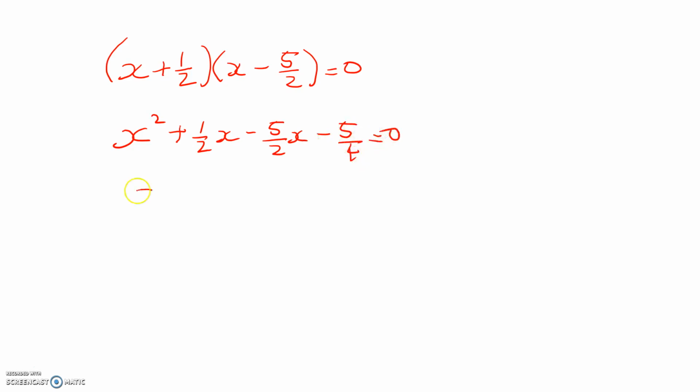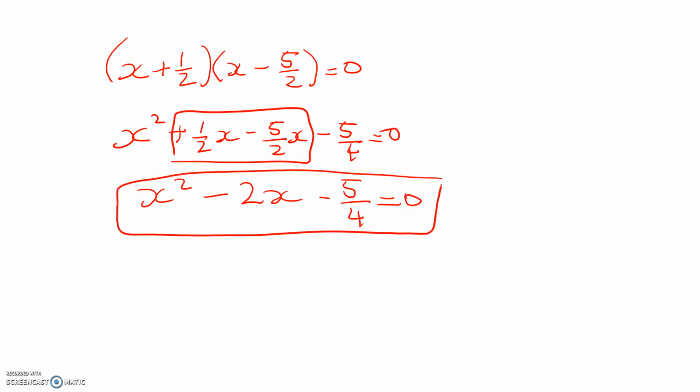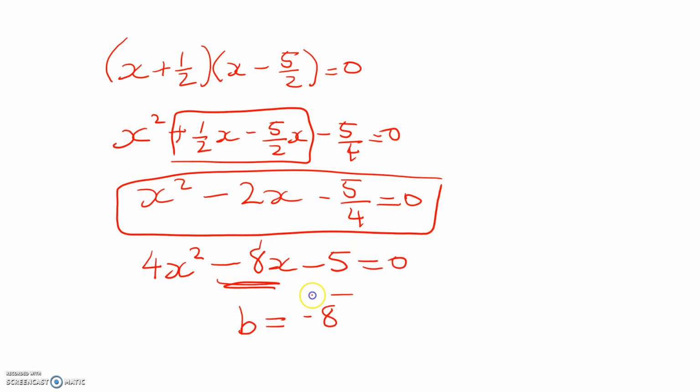We can clean that up now, and we get x squared minus 2x minus 5 over 4 equals 0. Hopefully now we'll see how we can get the 4x squared in. We just times everything by 4, and we get 4x squared minus 8x minus 5 equals 0, giving me again b is equal to negative 8. Okay, so that's the first one done.